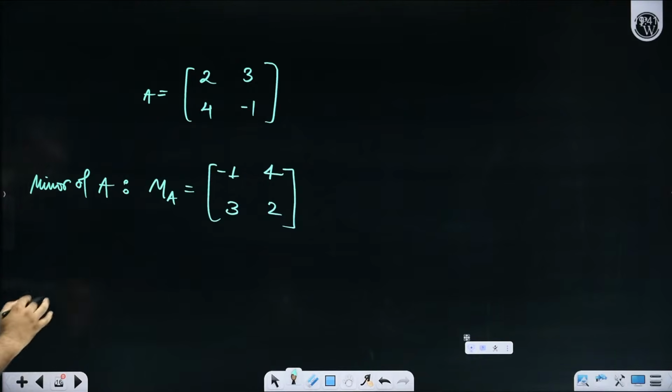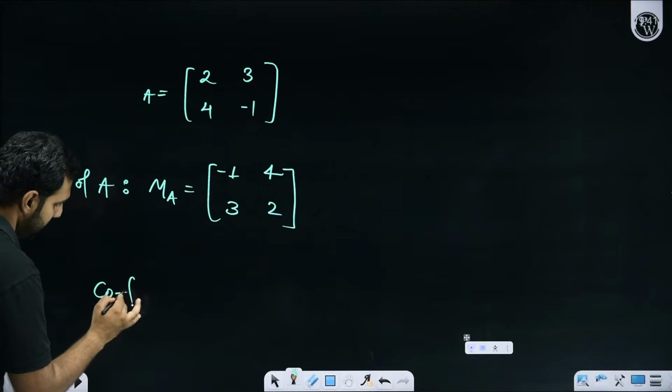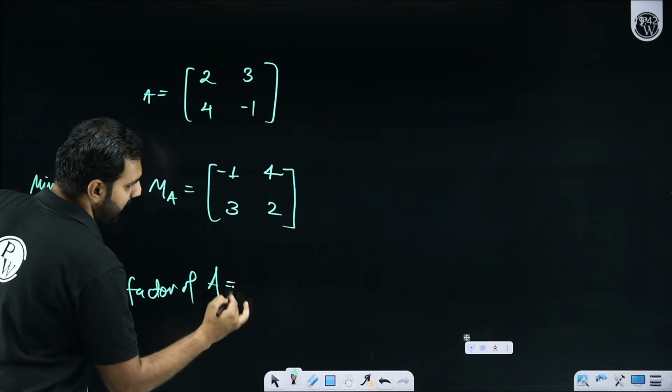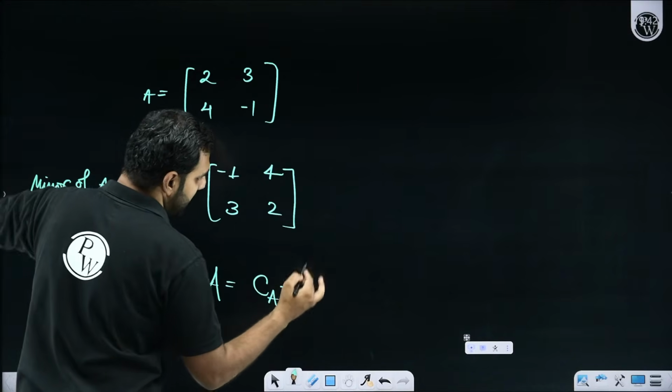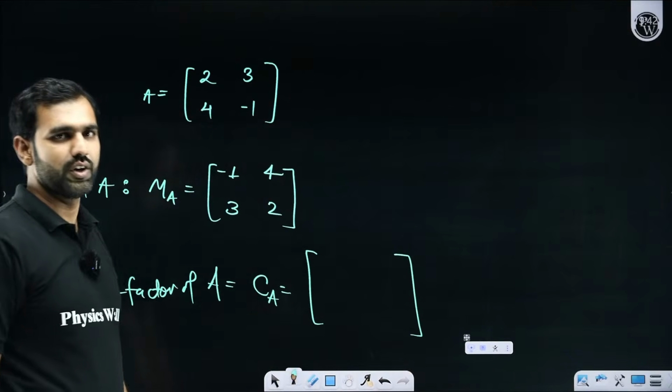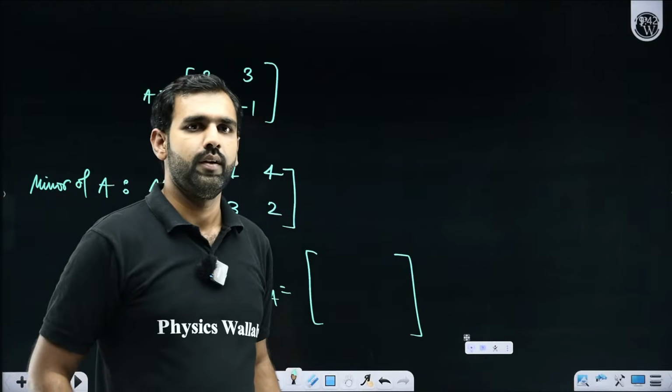Now, sir, if we have found the minor of A, how do we find the cofactor of A? So let's say for a while, I'm denoting cofactor of A by CA. So first of all, cofactor of A will be an extension of minor of A.